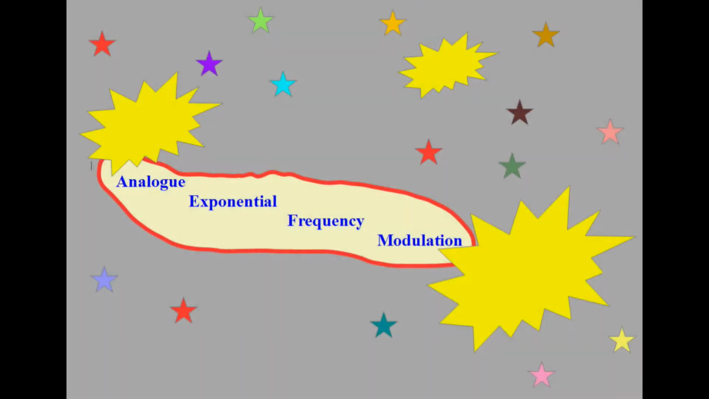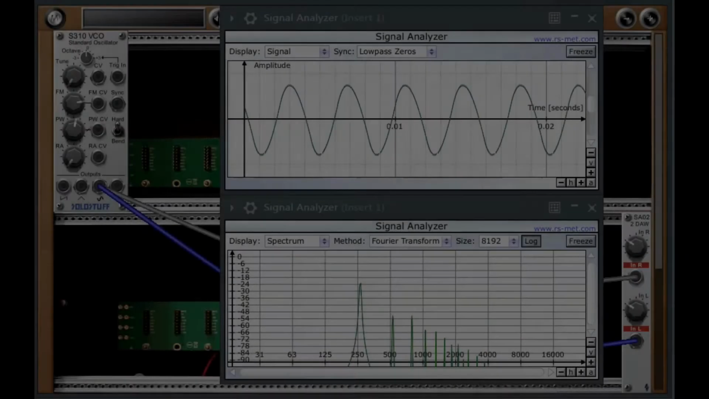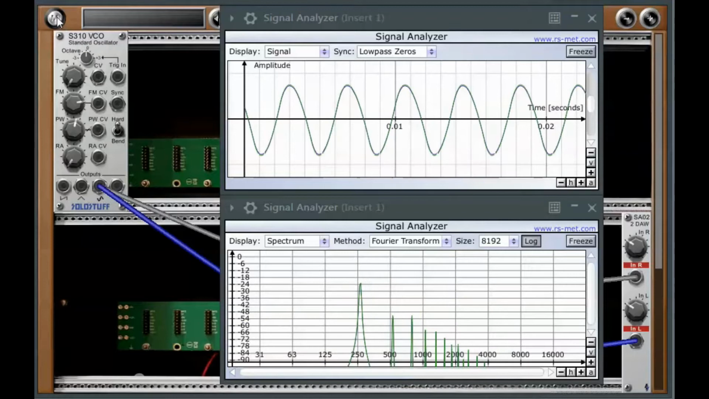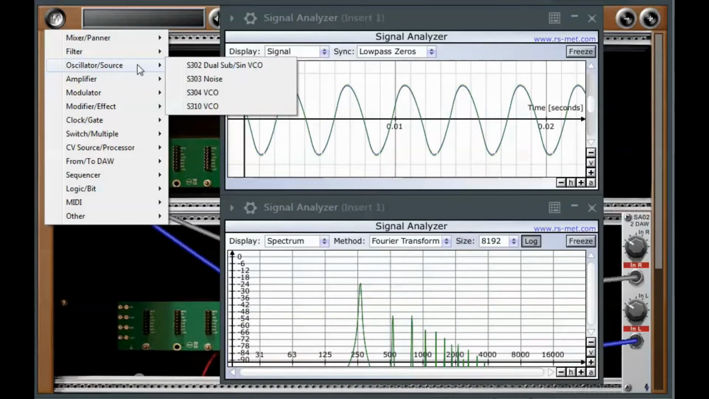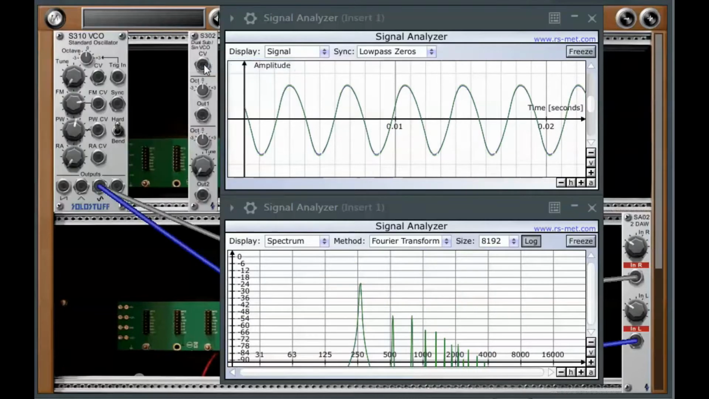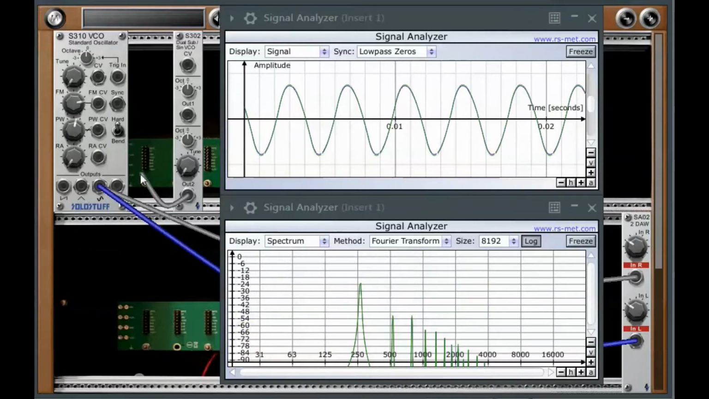Well, some more exquisite features of the S310 VCO now. Analog exponential frequency modulation. Wow, what a term. I'm not going to explain frequency modulation here, at least not in detail. There is a workshop about digital DX7-like frequency modulation. You'll find the link down in the description.